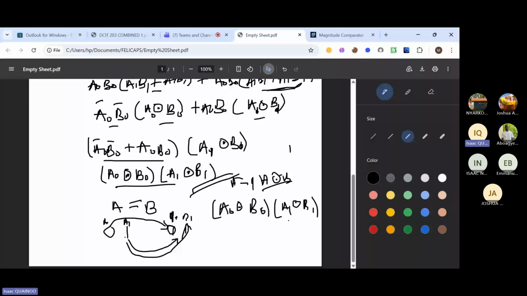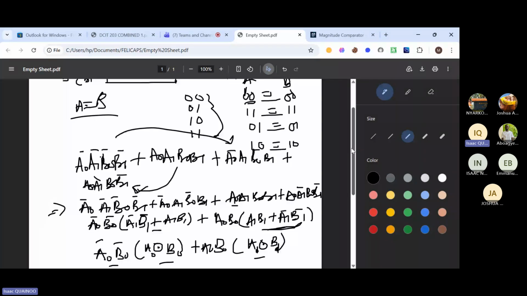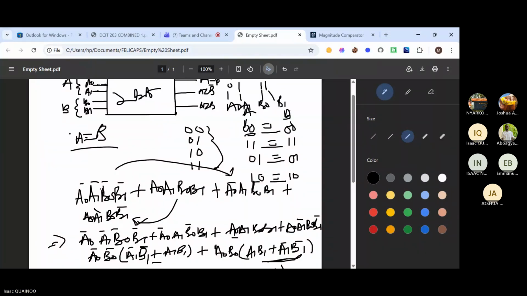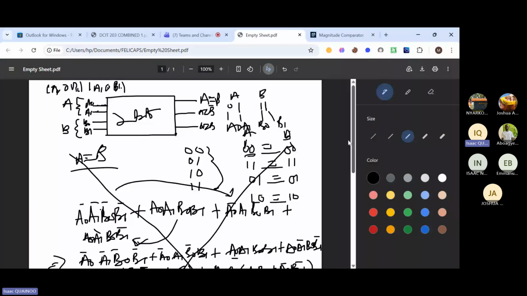Once you have this concept in mind, you have taken yourself out of the hassle of having to do any of these things that we've done here. You don't have to do any of these things. You just draw this and you know that equality is the XNOR operation of your inputs, and then you are done.